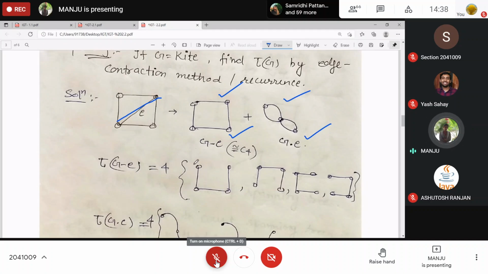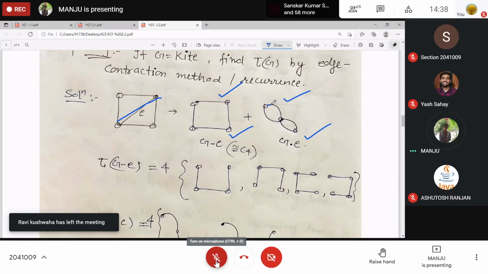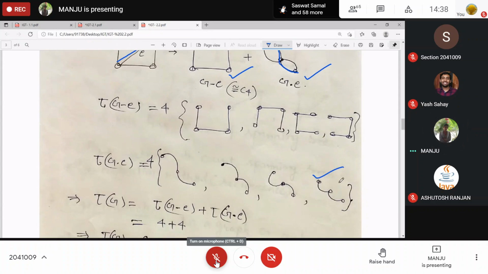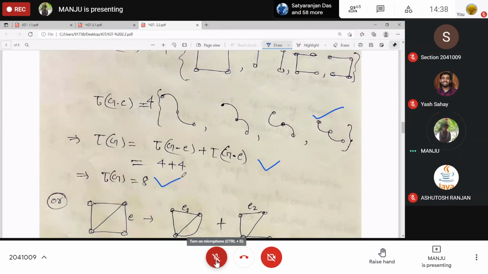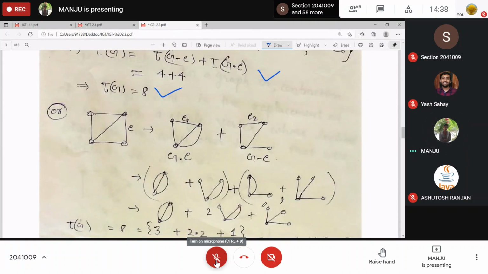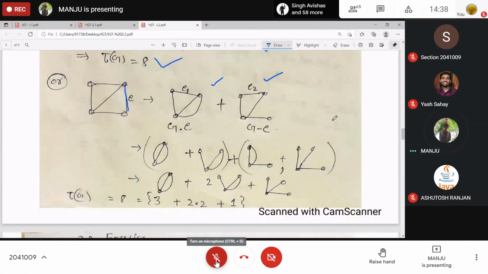For this one, you already know this is C4 now. For C4, how many spanning trees exist? 4. This one, this one, this one, this one, right? And for this one also, we have one is this spanning tree, one is this one, one is this one, one is this one. So 4 again. 4 and 4, 8, and 8 also we got from the direct drawing. If you want to consider this edge, then you can count the spanning trees by using this method.